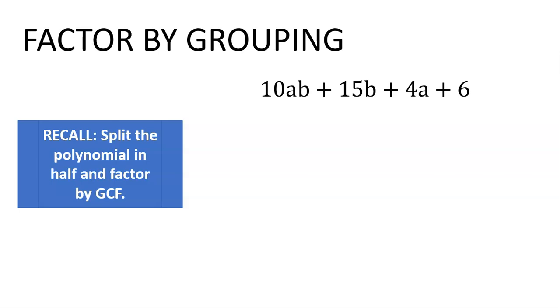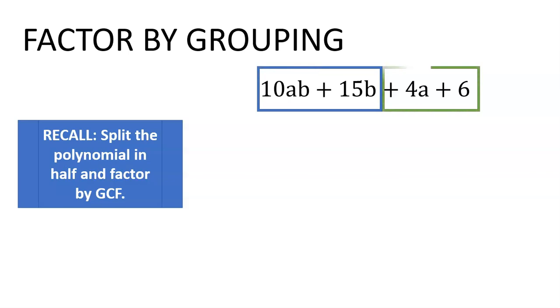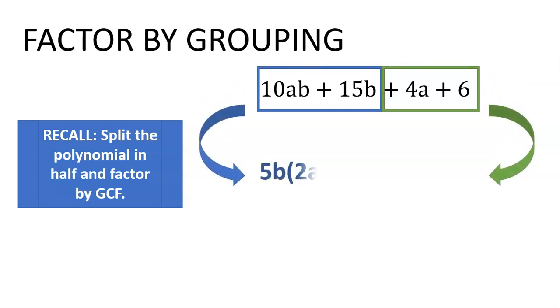10ab plus 15b plus 4a plus 6. Don't forget, we said we're going to split the polynomial in half. So I'm going to split it into 2 parts, and then I factor by GCF on both sides. If I factor the blue side, I'm going to factor out a GCF of 5b. And then what I have left is 2a plus 3.